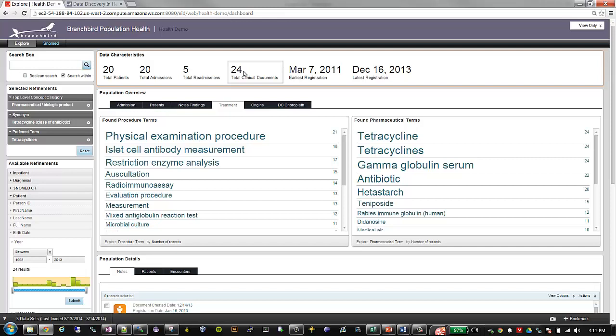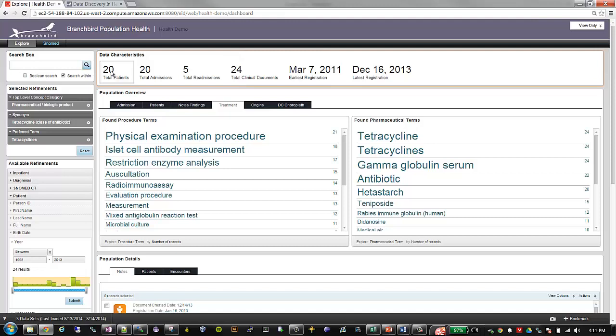So again, it's an avenue of exploration that allows more novice users to become dangerous by identifying previously unknown and not understood medical concepts. So that's one additional use that BranchBird brought into the solution.